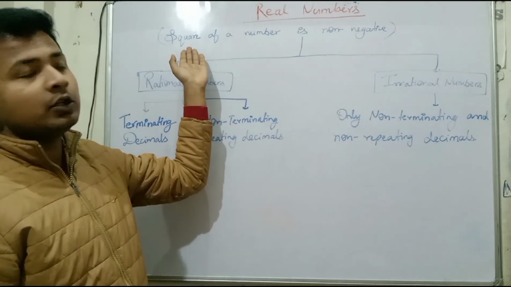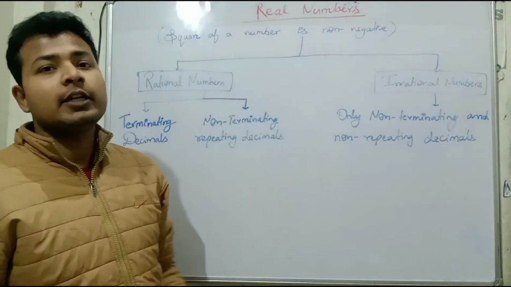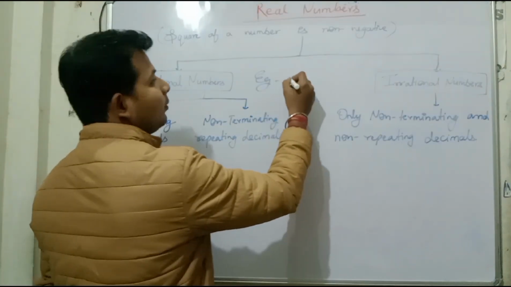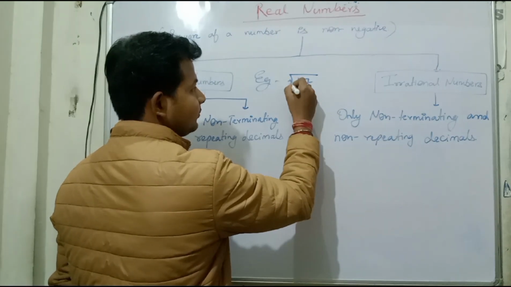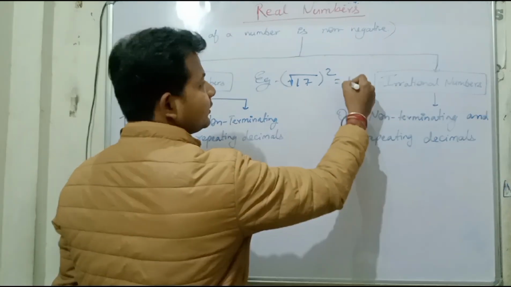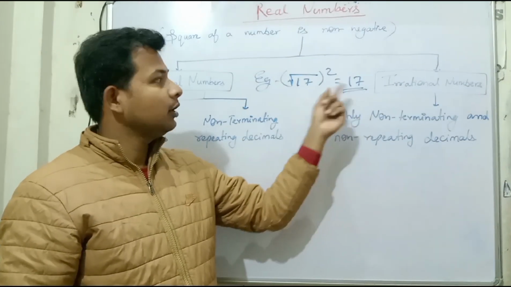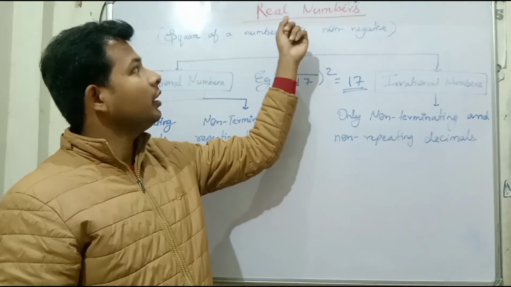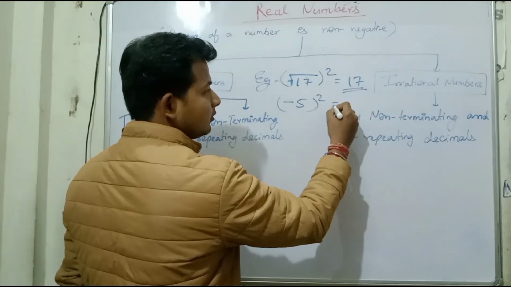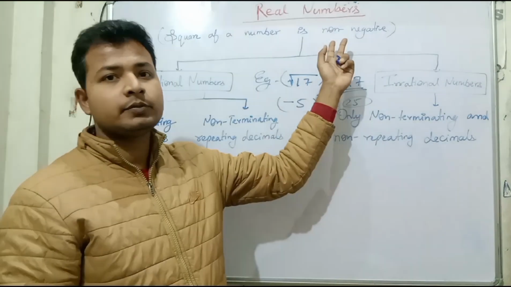If you find the square of any number and that square is non-negative, at that time we can say that it is a real number. Let's take an example. Let's say there is a number root 17. If you square this number, the result is 17. Is it a non-negative number? The answer is yes. That means this number root 17 is a real number. Similarly, if I write minus 5 square, what will be the answer? 25. Is 25 a non-negative number?